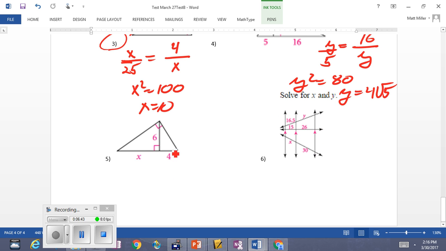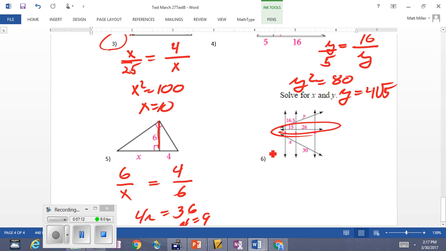Last couple, here's another repeat of the proportion involving the altitude being the geometric mean between the two pieces of the hypotenuse. Cross multiply and solve and find that 4x equals 36, so x is equal to 9, okay? And this one, we set up the middle, which is 15 to 26.